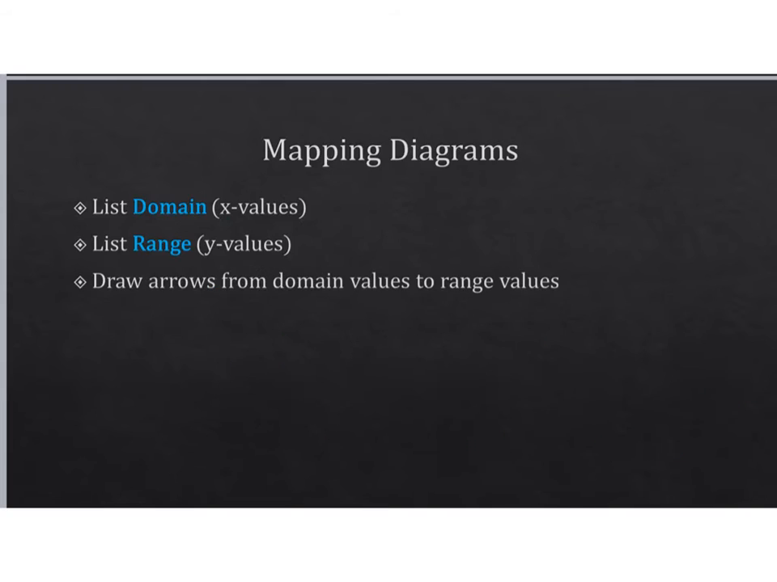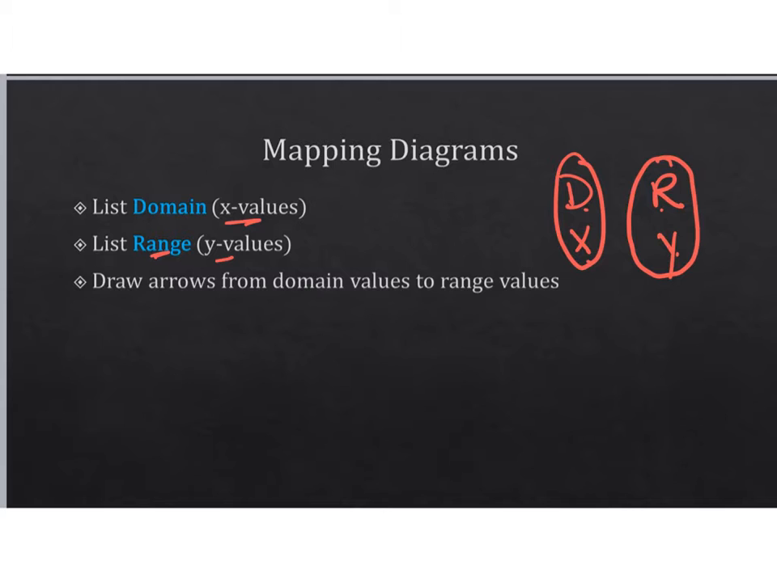So we can use what we call mapping diagrams. What a mapping diagram does is list our domain. Now, domain and range are two things that you're going to have to know. Domain are x values and range are y values. The way I remember this is that domain and range go with x and y. If you think about it alphabetically, D comes before R, just like X comes before Y. So domain and x values go together, just like range and my y values.